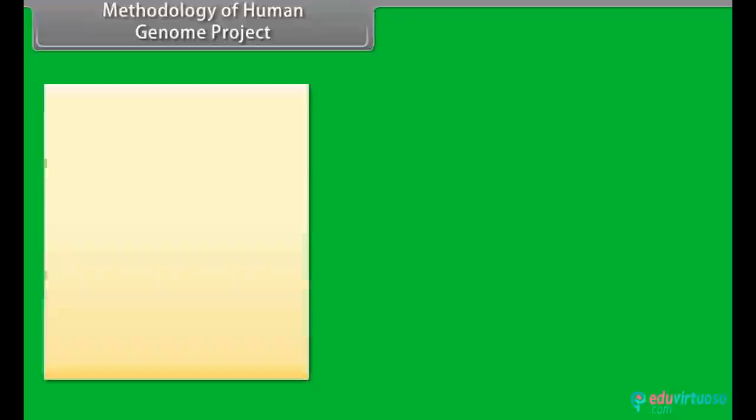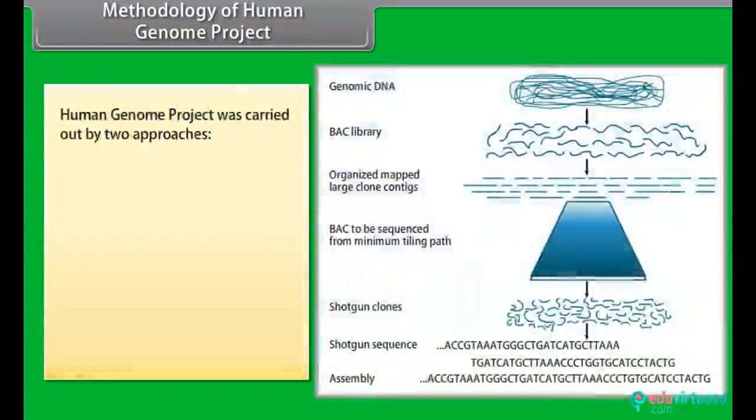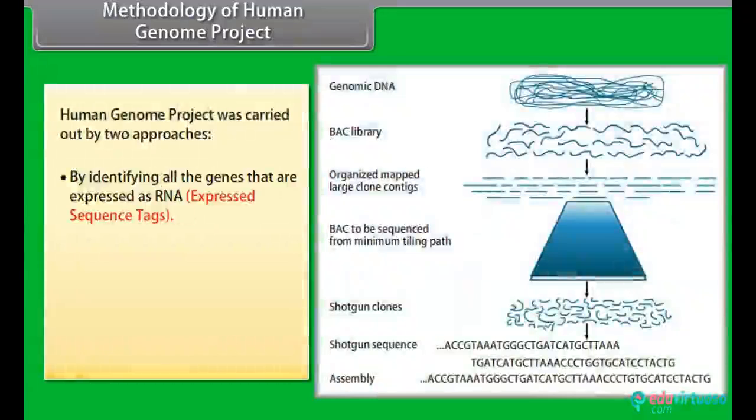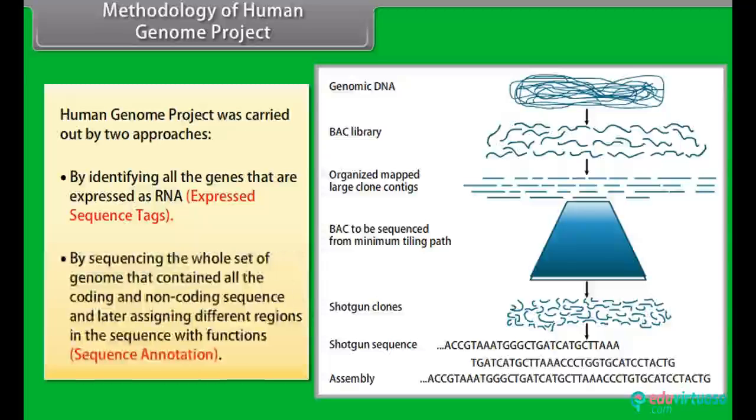Methodology of Human Genome Project. Human Genome Project was carried out by 2 approaches. By identifying all the genes that are expressed as RNA, expressed sequence tags, and by sequencing the whole set of genome that contained all the coding and non-coding sequences, and later assigning different regions in the sequence with functions.